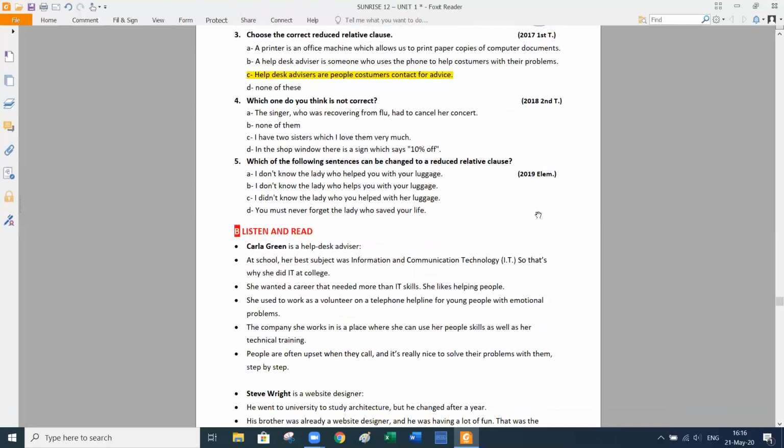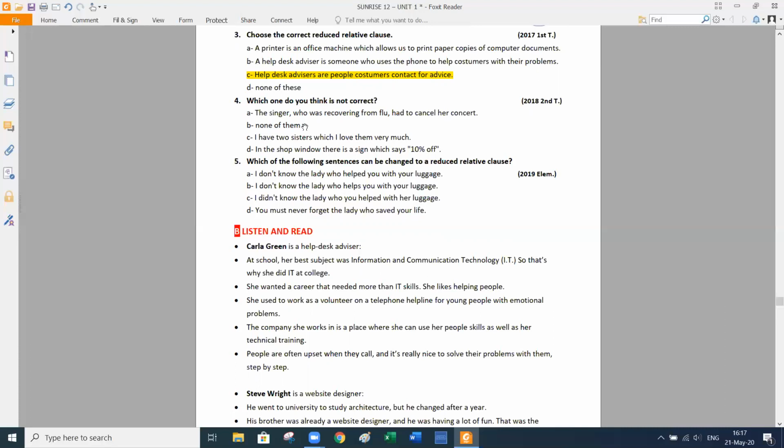Okay. And number 4, which one do you think is not correct? In this question, we are looking for a sentence that is grammatically not correct. A says the singer who was recovering from flu had to cancel her concert. This is a relative clause. And who was recovering from flu is the relative clause. Who is a relative pronoun. This is correct.